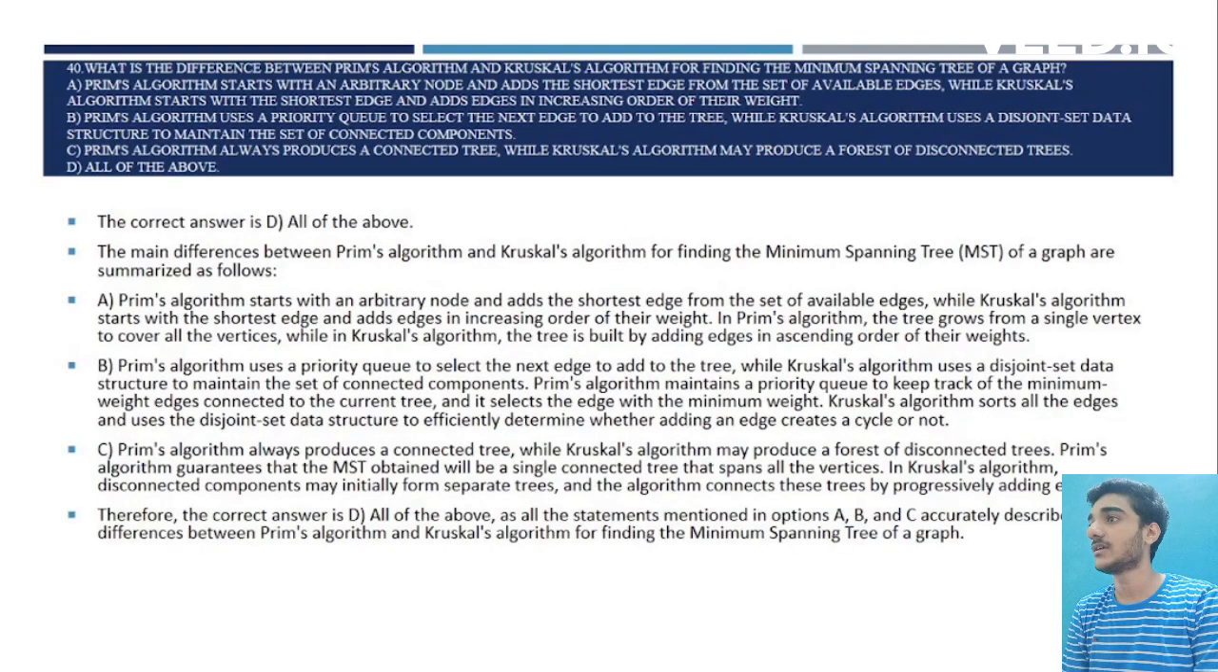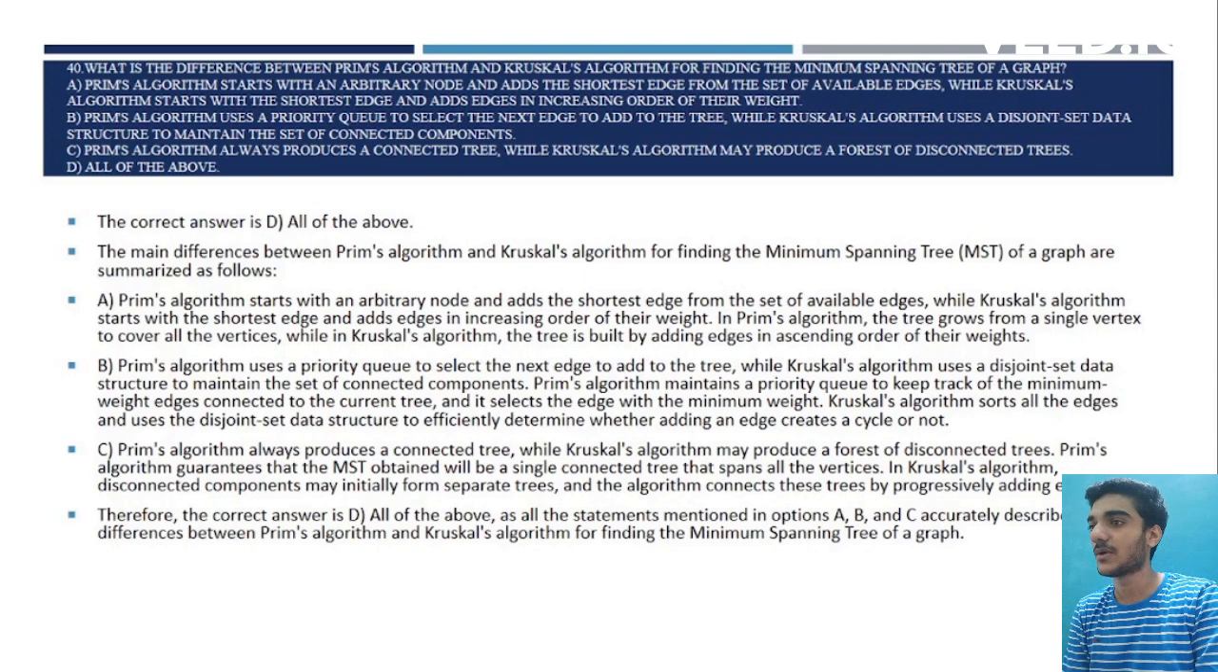Last question, number 40. What is the difference between Prim's algorithm and Kruskal's algorithm for finding minimum spanning tree of a graph? The correct option is D, all of the above. Main differences between Prim's and Kruskal's algorithm for finding minimum spanning tree of a graph are: Prim's starts with an arbitrary node and adds the shortest edge from the set of available edges, while Kruskal's algorithm starts with the shortest edge and adds edges in increasing order of their weight.